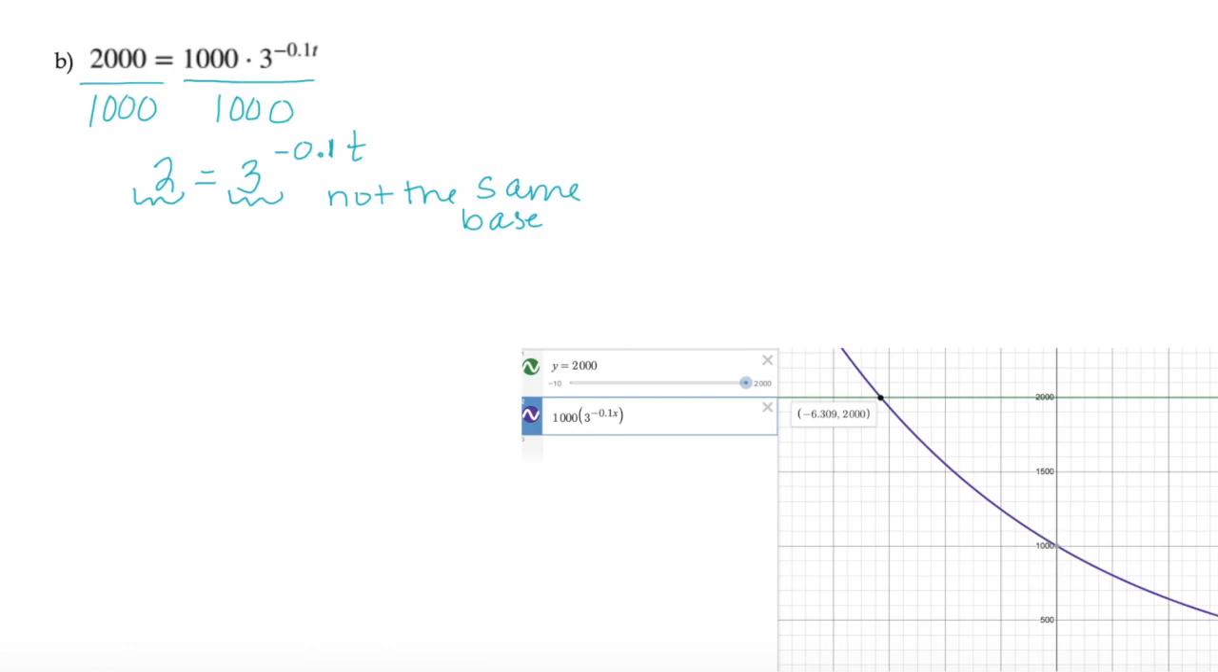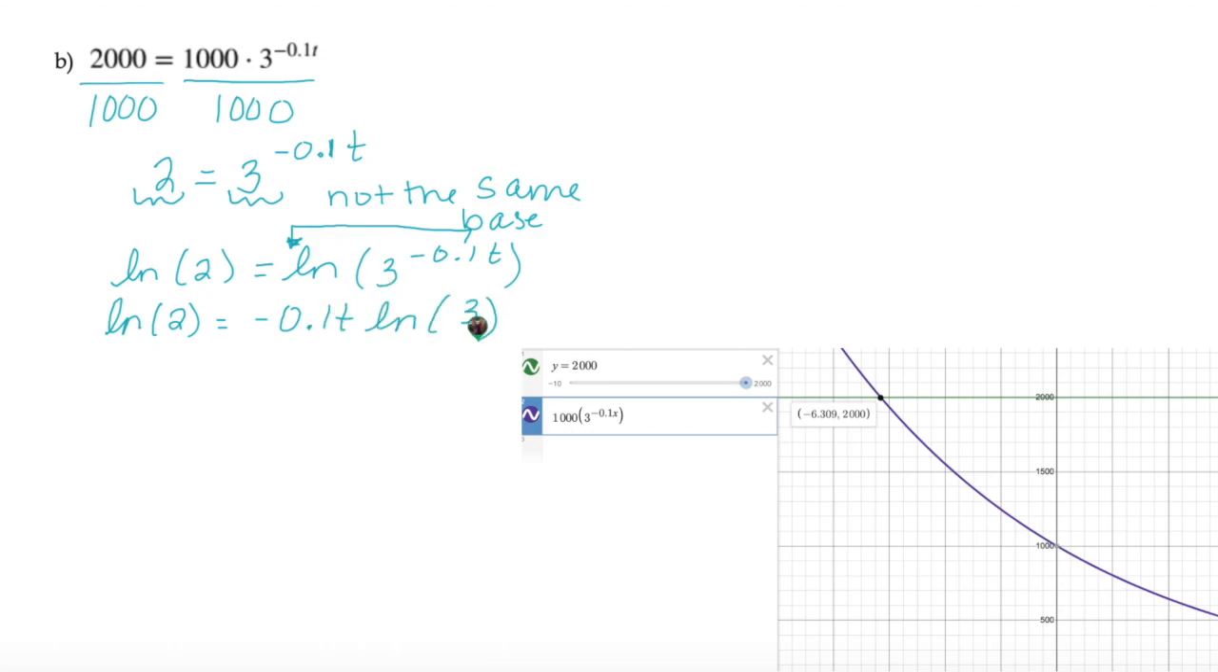At this point, what we need to do is rewrite them by taking the natural log of both sides. So I'm going to take the natural log of both sides. Utilizing our power rule, I can bring my power out front so that I have the natural log of 2 is equal to negative 0.1t times the natural log of 3.